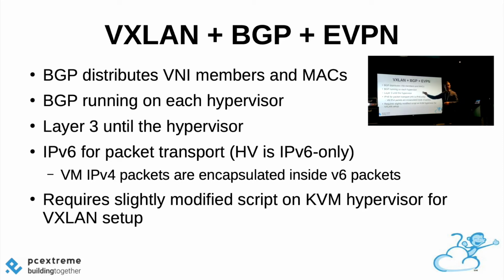So we have BGP running on each hypervisor. So it is layer 3 until the hypervisor. There's no layer 2 going towards each hypervisor. Layer 3 only. You'll see just Quagga running on the hypervisor. We're using IPv6 for packet transportation. BGP is v6 only. Ceph systems are v6 only as well. IPv6 going here.